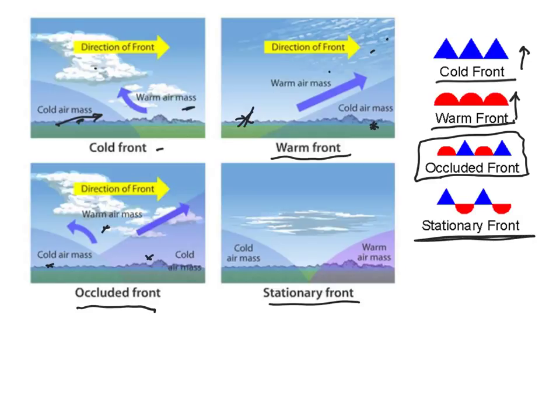And for the most part, it's going to be warm and cold. It's really kind of neat if you find one. You can drive from the warm side to the cold side, and you can actually feel the temperature change. So stationary fronts don't really move much. We don't see an awful lot of weather with them.